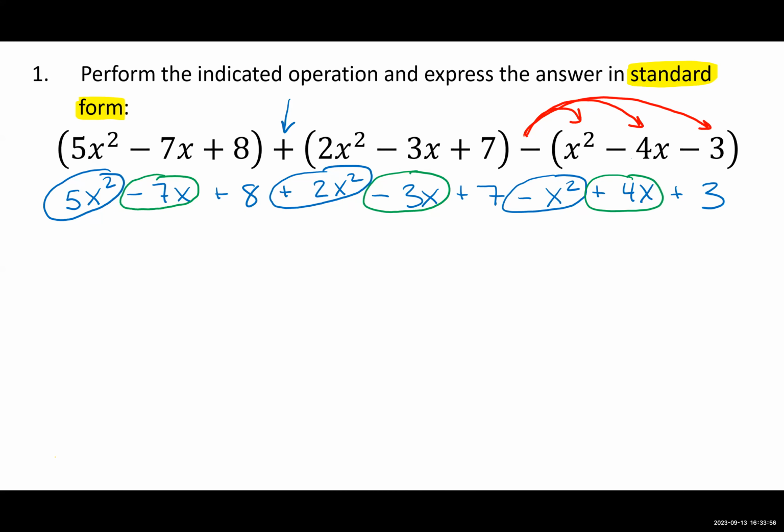All right. And then we've got our numbers. We've got a plus 8. We've got a plus 7. And we've got a plus 3. All right, so the 3 terms I've circled in blue, those are like terms.